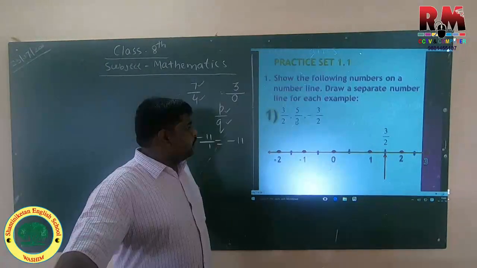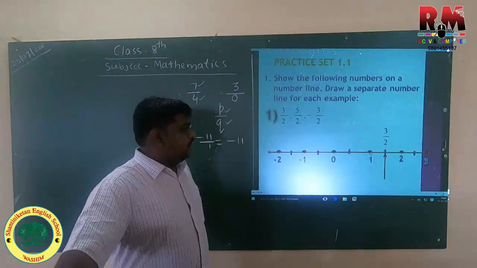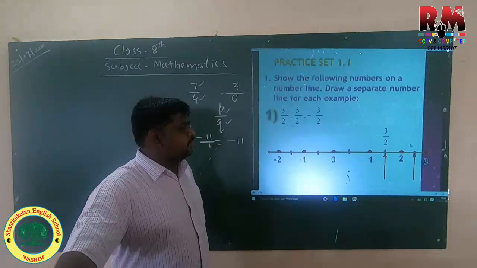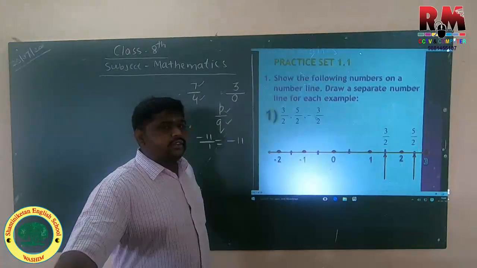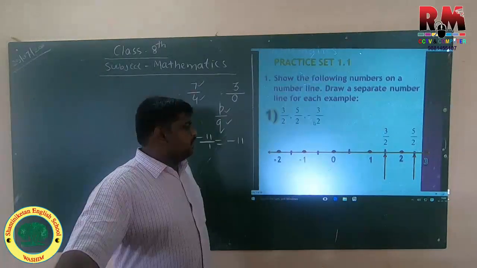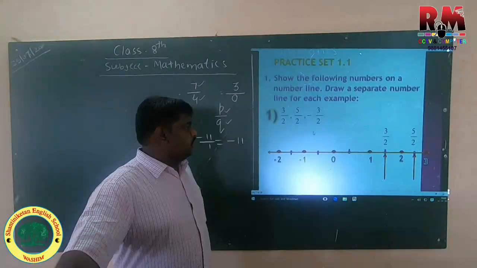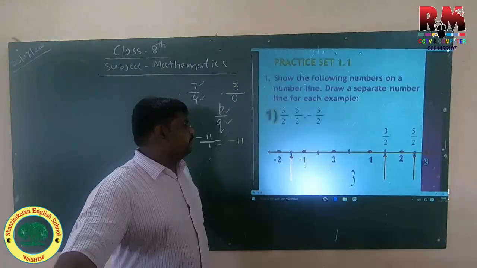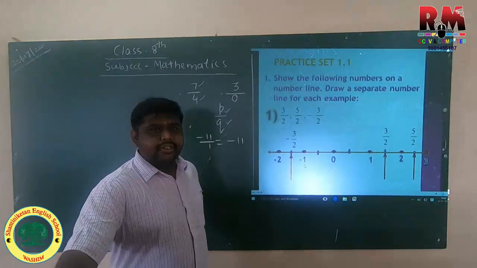Now where is 5 by 2? The fifth dot on the right side of the 0: 1, 2, 3, 4, 5. This is 5 by 2. Where is minus 3 by 2? Simple. A negative number lies on the left side of the 0, and the third dot: first, second and third. Here is minus 3 by 2.